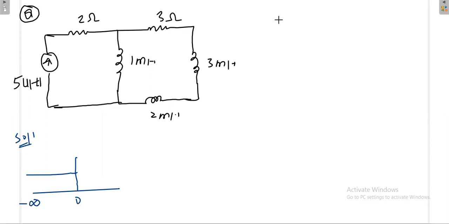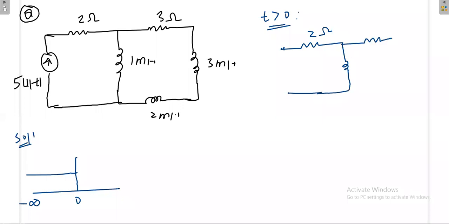After t greater than 0, the network is something like this. You can write 2 ohm alone. Again no current, because the current will not be there after t is equal to 0. And again here inductor will be there, here resistance will be there, and inductor will be there, and then inductor will be there. Now how to measure the time constant of the circuit?